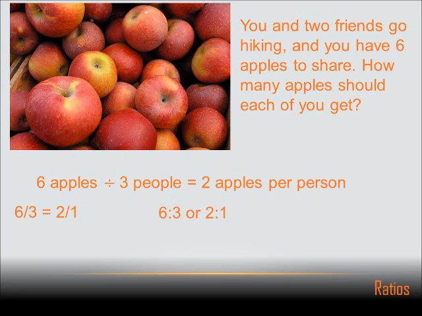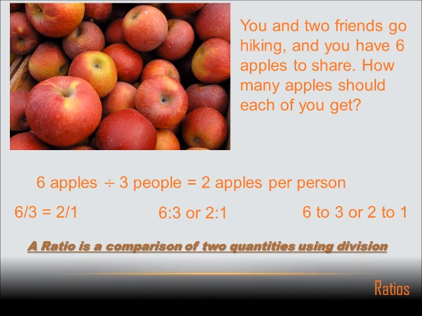I can write that a number of different ways. I can say six apples per three people, or six apples divided by three people. Or I could write it and say it, six apples to three people. Or I could simplify that, two apples per one person, or per each person. Or I could simplify it and say, two apples to one person. Or I could read it and say it's 6 to 3, or it's 2 to 1. And that's all it is. That's a ratio. It's just the division that you've been doing for years.